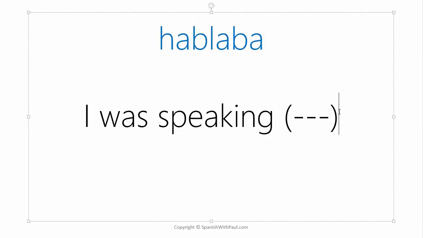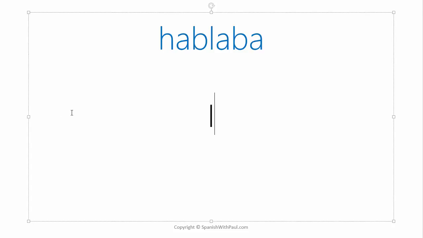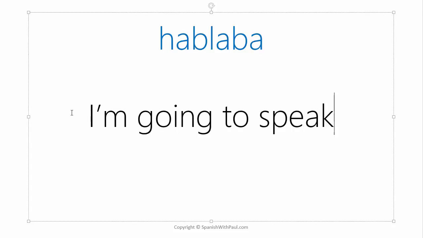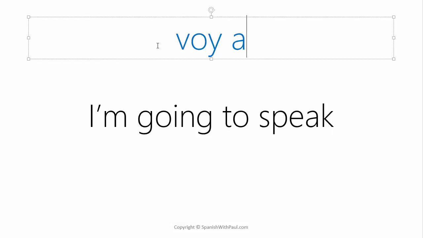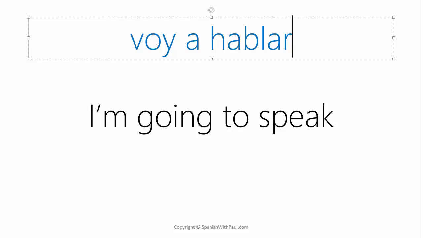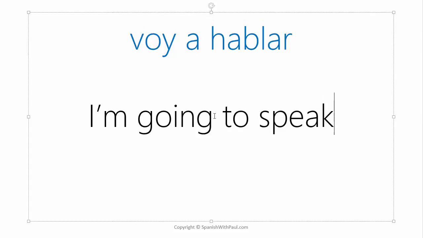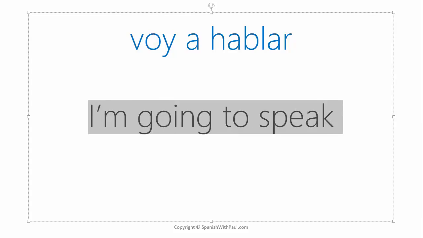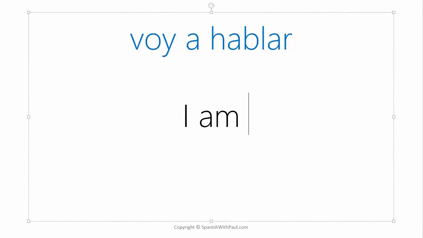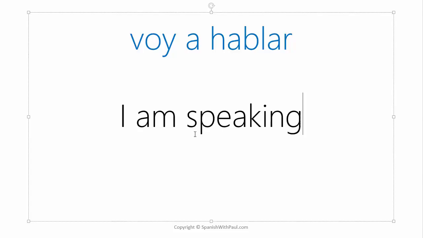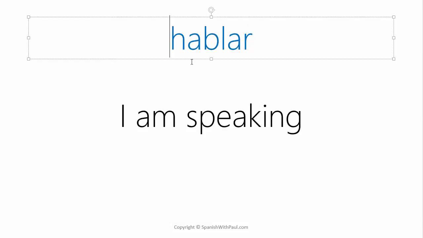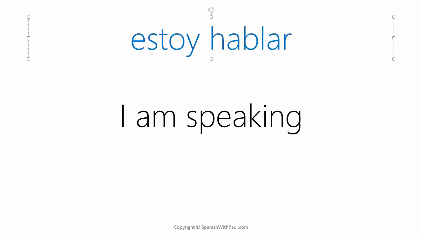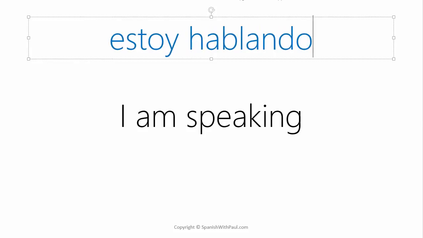I could ask you, I'm going to speak. In that case, you would just use the handle like this. I could also ask you something with, say, the ing tenses. For example, I am speaking. So in this case, you would have estoy, and then here changes to the ando ending, estoy hablando.